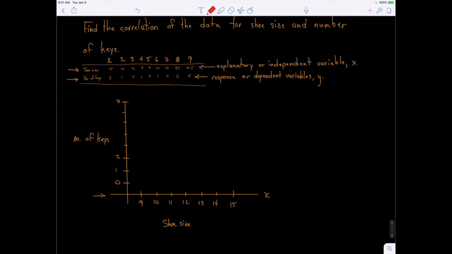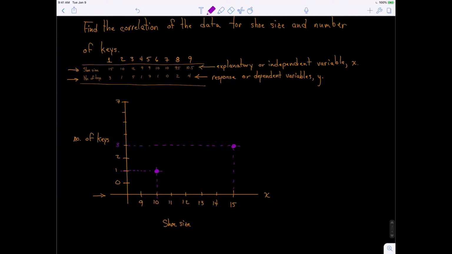All right, here we go. Actually, red and orange kind of clash. We'll use the purple. Our first person has 3 keys. Size 15 shoe. So there's one data value. Our next person is size 10 and has 1 key, size 10. Now remember, if you have graph paper, you don't need to do these dash lines. I just do them since I have a blank screen. It makes it a little easier to keep things in line.